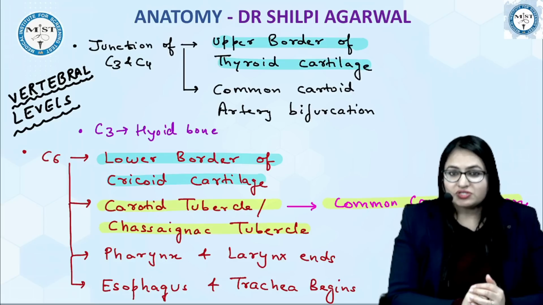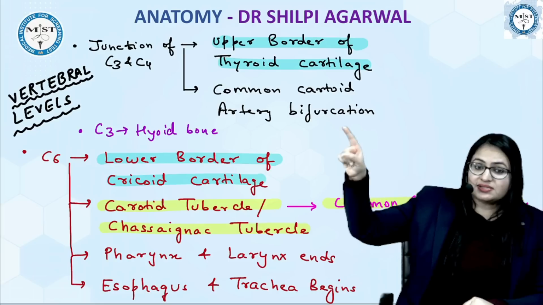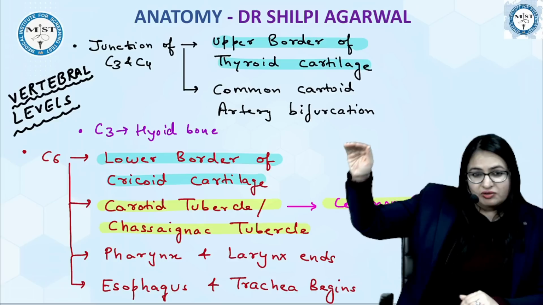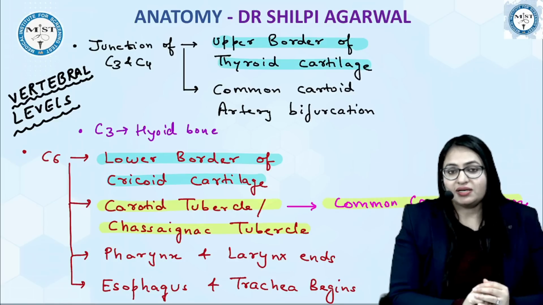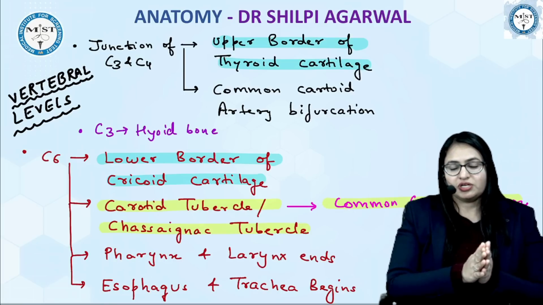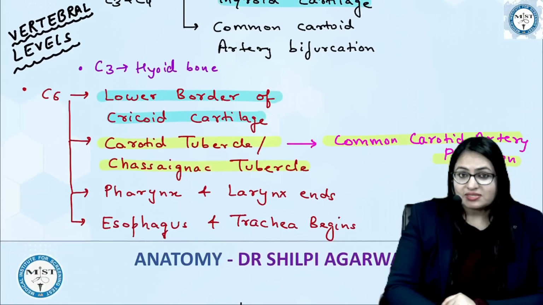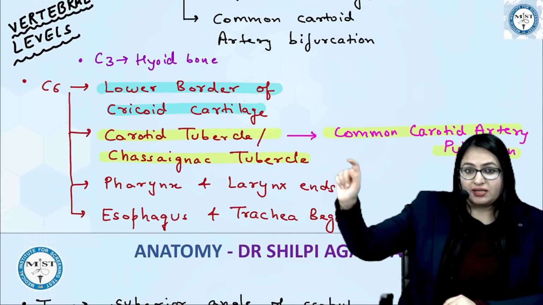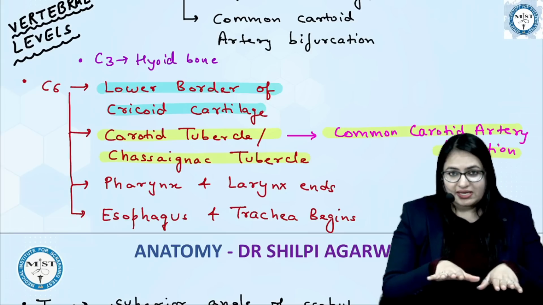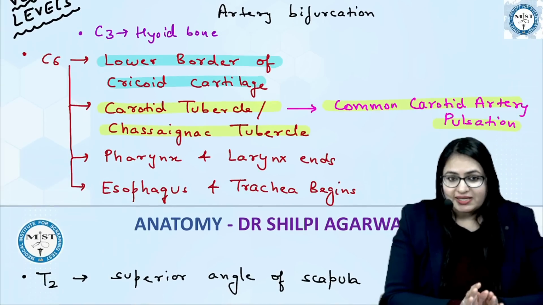When you see the junction of C3 and C4, we say it corresponds to the upper border of thyroid cartilage, and at the same level you have the common carotid artery bifurcation. Then at the C3 level, the hyoid bone is present. When you come towards the lower side, at C6, a lot of events are happening. First of all, the lower border of cricoid cartilage, a very important landmark. At this level, common carotid artery pulsation, and that tubercle is the carotid tubercle or Chassaignac tubercle. At the same level, larynx and pharynx end and the trachea and esophagus begin.